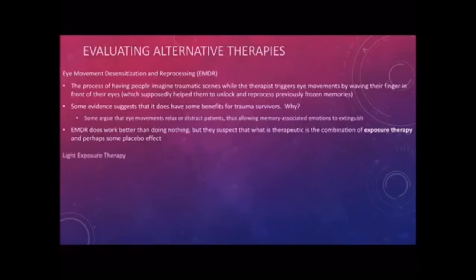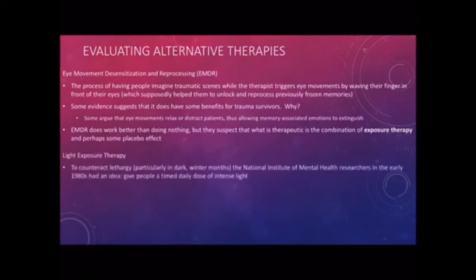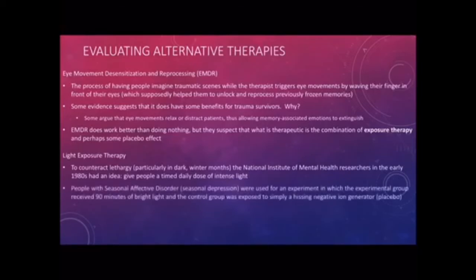Okay, and then the other alternative therapy that we talk about in this chapter is light exposure therapy. And this was developed to counteract lethargy, particularly in the dark winter months. And so the National Institute of Mental Health researchers in the 80s had an idea to give people a timed daily dose of intense light. So people with seasonal affective disorder, and that's just depression that hits during the usually darker, colder months of the year, so kind of winter time.